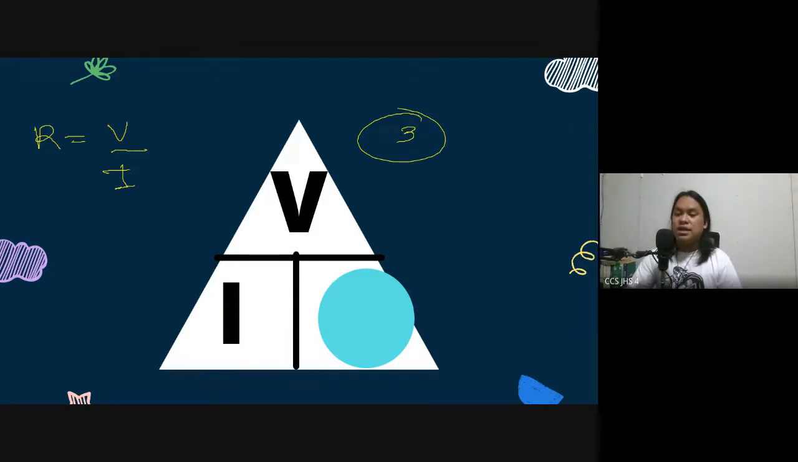Okay, very good. Now, let us try to prove if the statement coming from Ohm's law is correct. If it is really true that current and voltage are directly proportional, and current and resistance are inversely proportional. So how do we do that one? Okay, let us prove Ohm's law if it is correct by solving a problem.